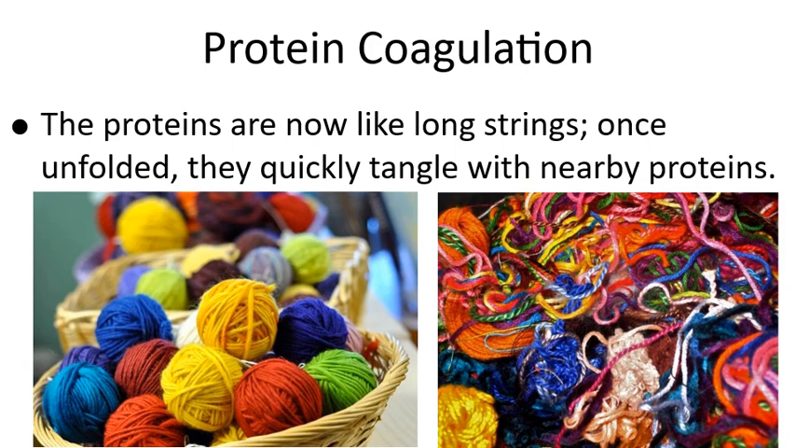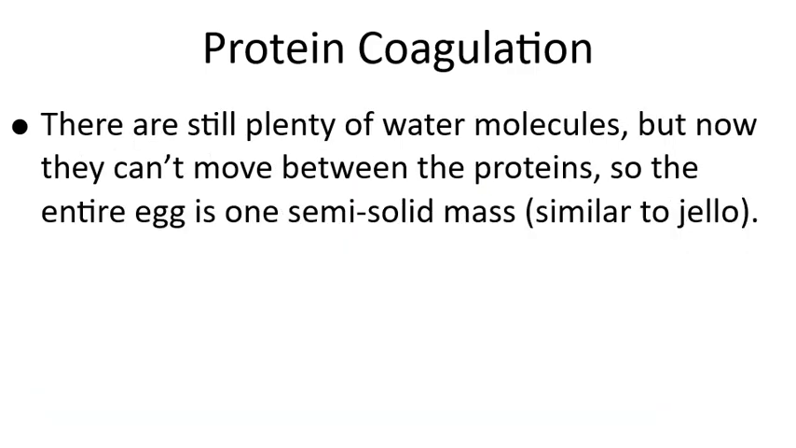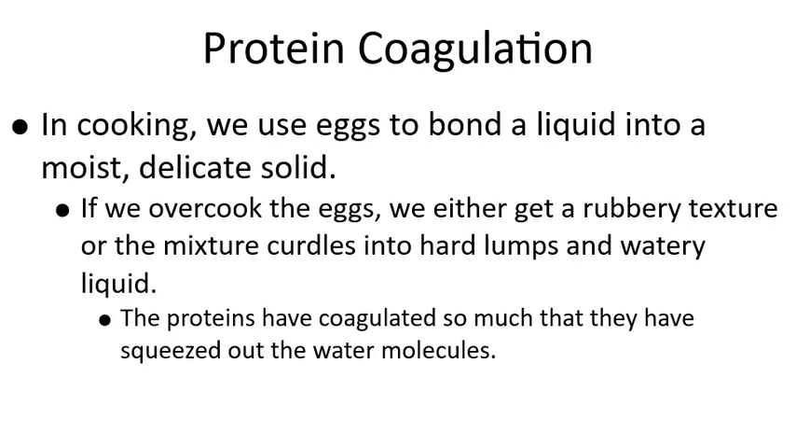Likewise, once the proteins unfold, they begin getting tangled up with one another, and chemical bonds form between different protein chains all along their lengths, and also to some extent at their ends. Now, there are still plenty of water molecules around, but now they can't easily move between the giant network of proteins. The entire egg is one semi-solid mass similar to jello. So in cooking, we use eggs to bond a liquid into a moist, delicate solid.